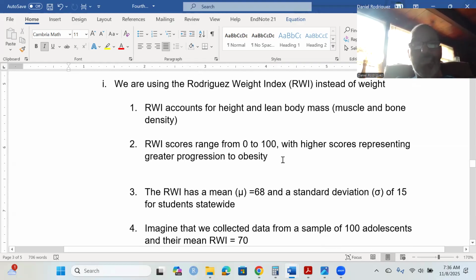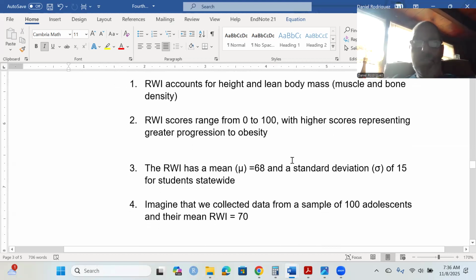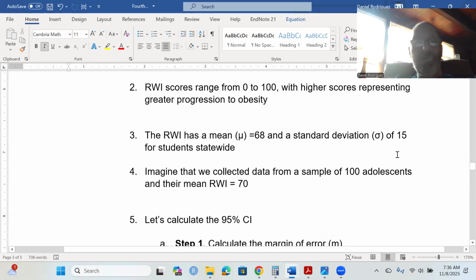RWI scores range from 0 to 100, with higher scores representing greater progression to obesity. Okay, so here's a little bit about that. The RWI has a population mean of 68 and a standard deviation of 15 for students statewide. Okay, so we have these population values.